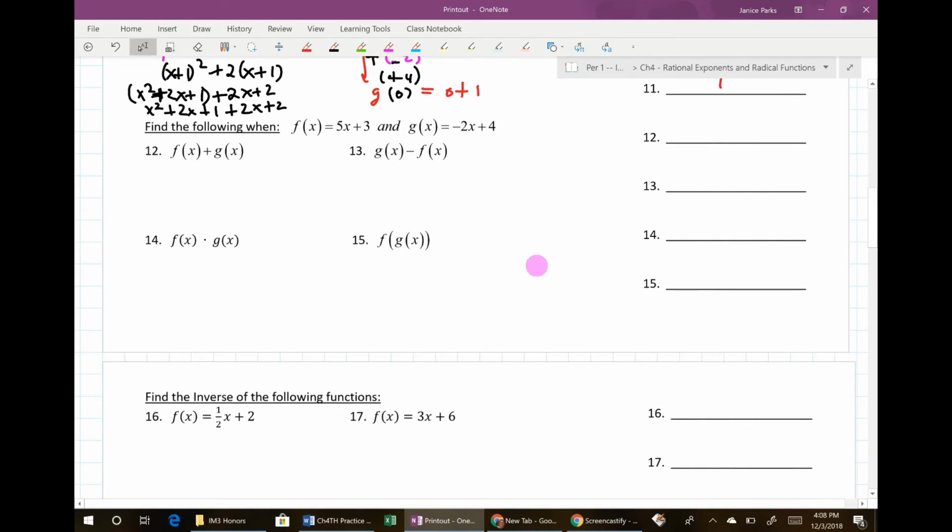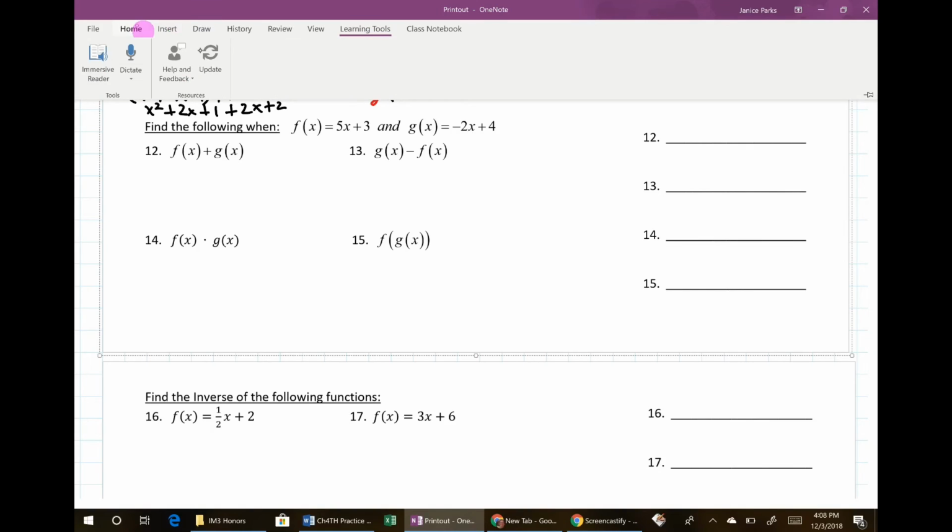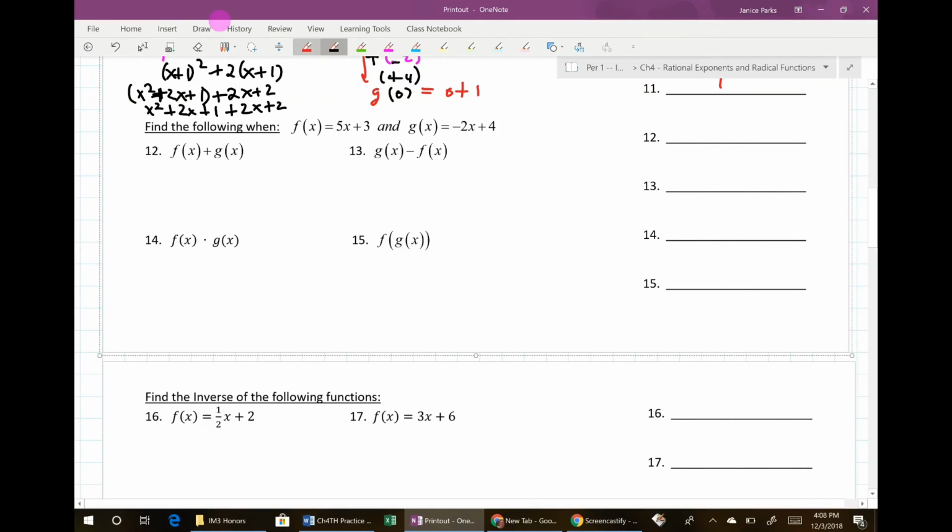For number 12, f of x plus g of x is just going to be 5x plus 3. Whoa, hold on, let me start this over. I'm not sure why it's erasing everything that I'm doing, so let me start over again. 5x plus 3 plus g of x, which is negative 2x plus 4, which is 3x plus 7.